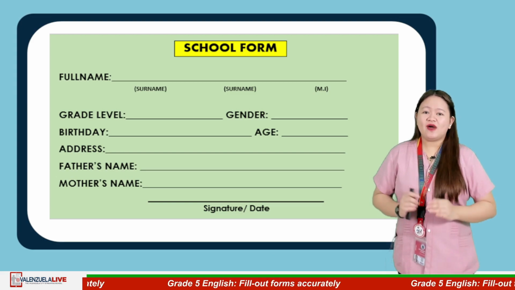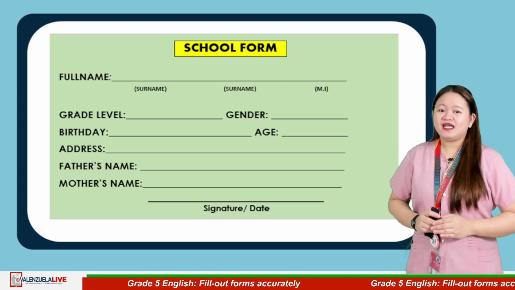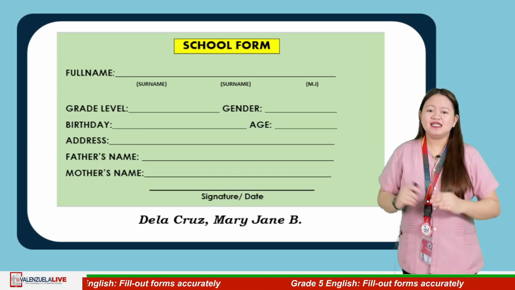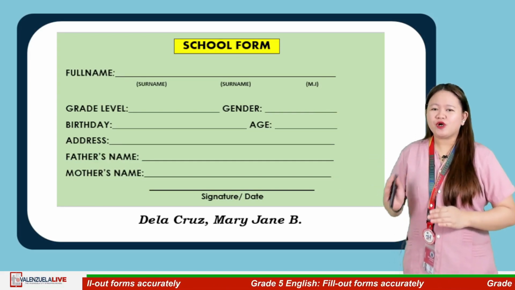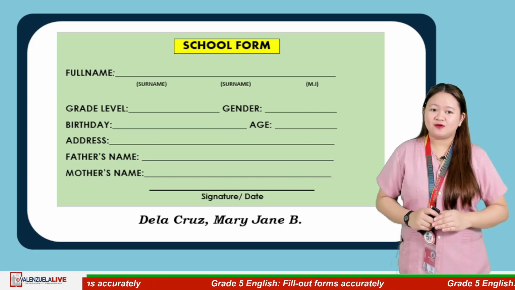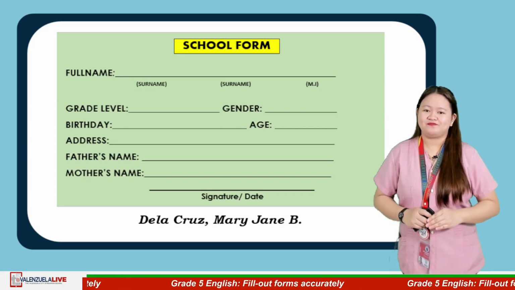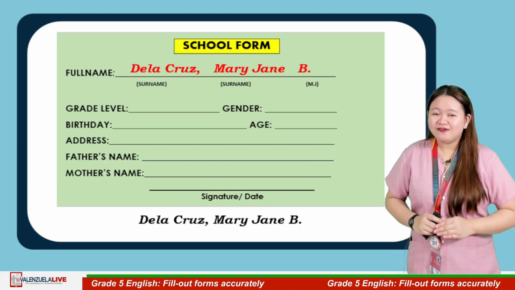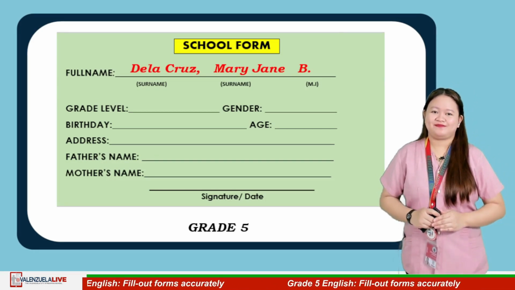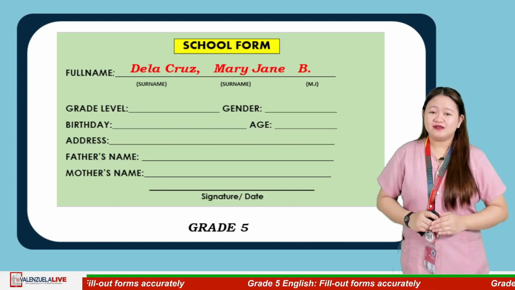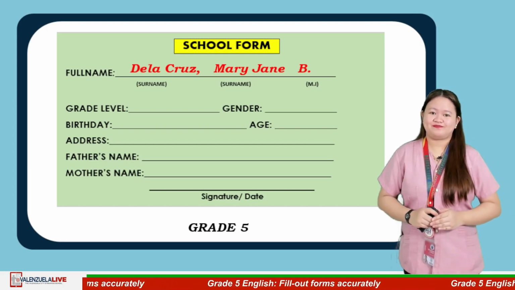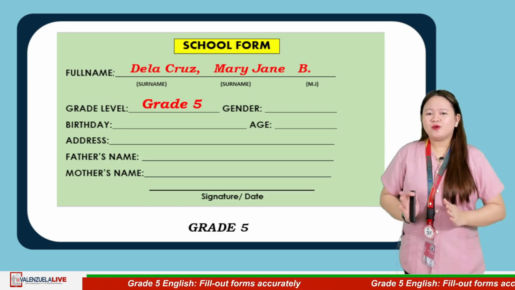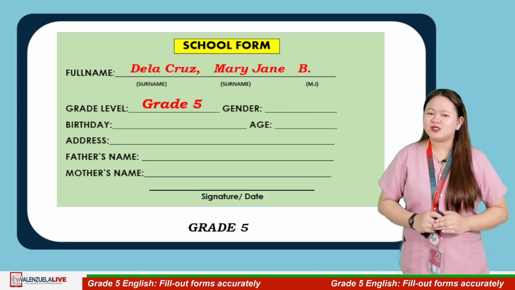Okay, now I have here a school form. Let us try to answer this. This is an example of a school form. Where do you think I write De La Cruz Mary Jane B? Okay, in full name. How about grade 5? In grade level. Where do you think I write 10 years old?